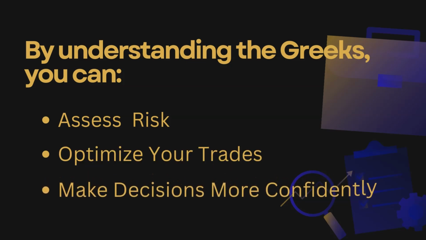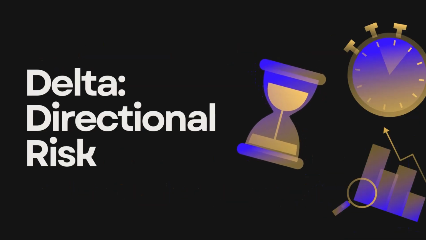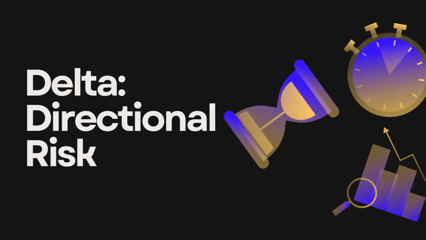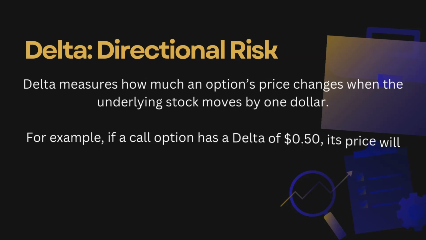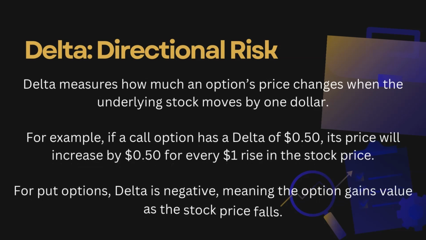Delta, directional risk. Delta measures how much an option's price changes when the underlying stock moves by $1. For example, if a call option has a delta of 50 cents, its price will increase by 50 cents for every $1 rise in the stock price.